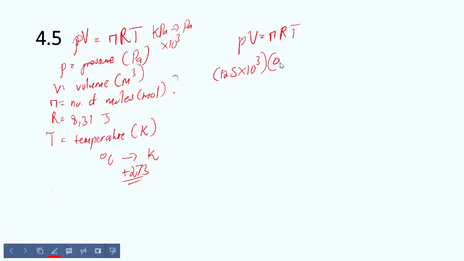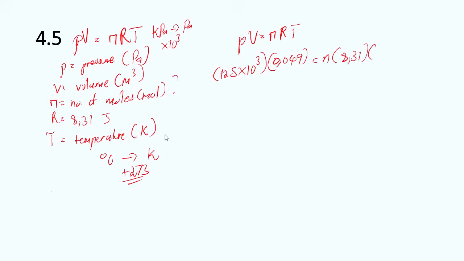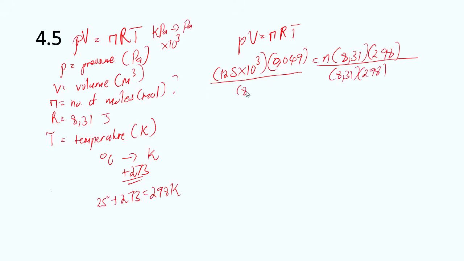So we have the 0.049, and then we are looking for n. The R is 8.31, and then the temperature there is 25 degrees Celsius. Therefore, we need to say 25 plus 273. This gives us 298 kelvins. So we substitute it here, 298, right? Then at this point, we have to divide both sides by 8.31 times 298.